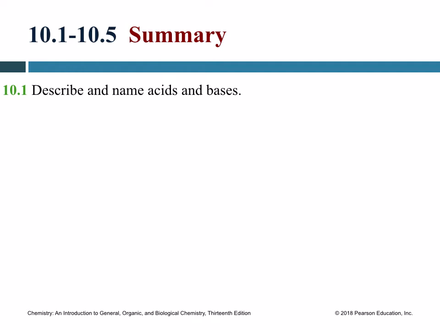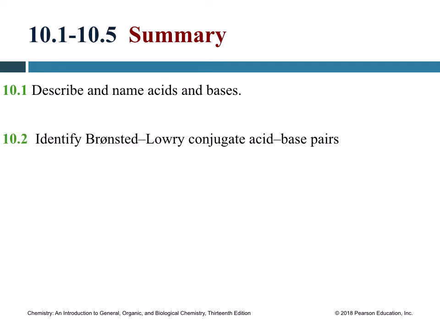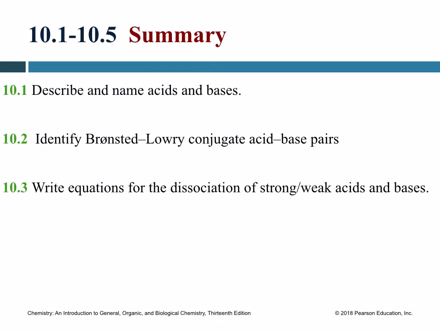Here are the objectives that we discussed in our last meeting. We learned how to name acids and bases and introduced Arrhenius acids and bases. In section 2, we defined Bronsted-Lowry acids and bases as proton donors and proton acceptors. In section 3, we wrote equations for the dissociation of strong and weak acids and bases, which are similar to those of strong and weak electrolytes that we learned in chapter 9.